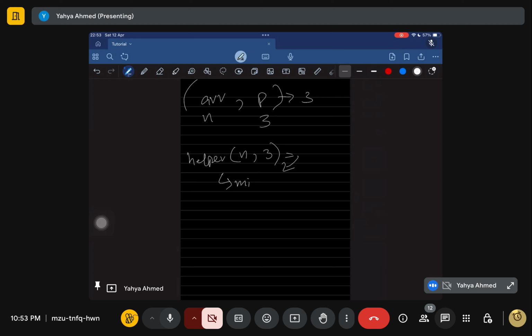The minimum partition value after placing 3 dividers on n elements. Okay?